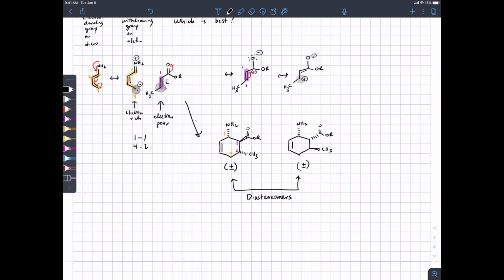Now, can we say which is endo versus exo? And the answer is no, because though we could identify a group that is pointing inward on the diene, we can't say whether that group is on the same side or on the opposite side to the substituents on the olefin, because the substituents on the olefin are not cis. So no endo-exo assignment is necessary.